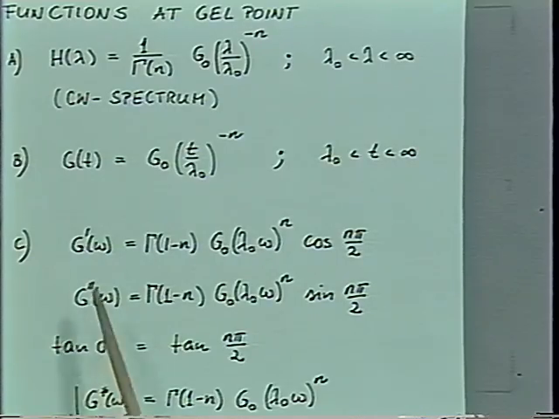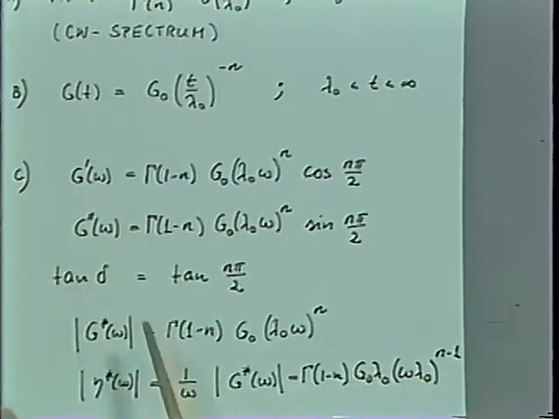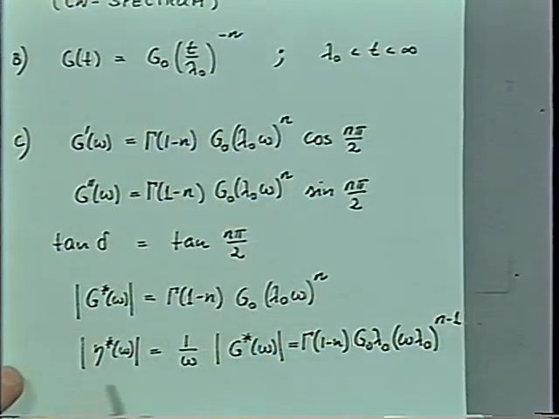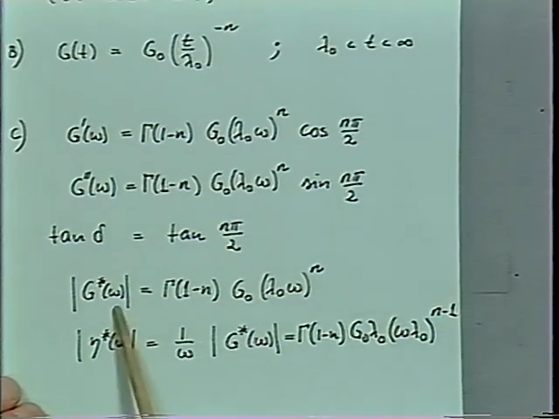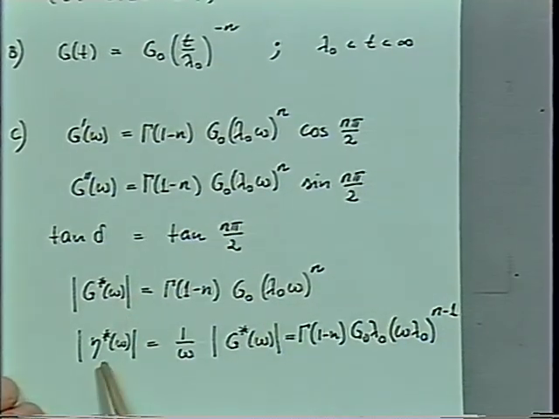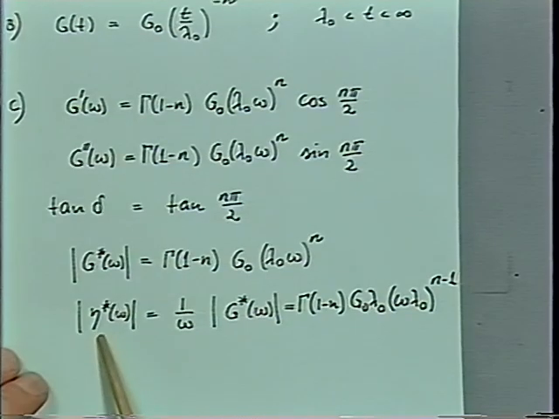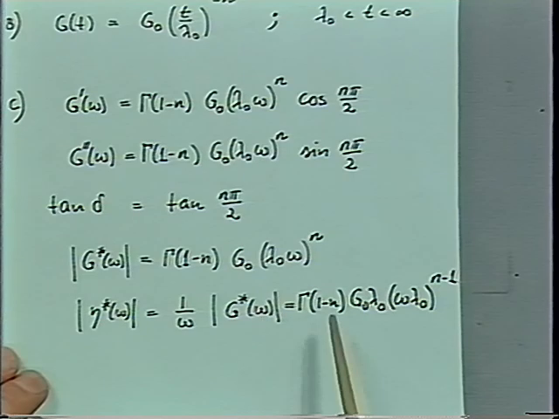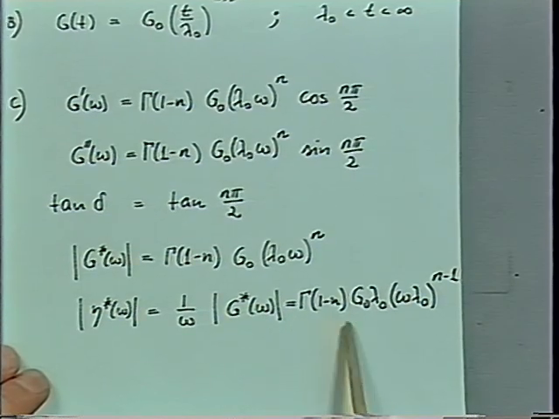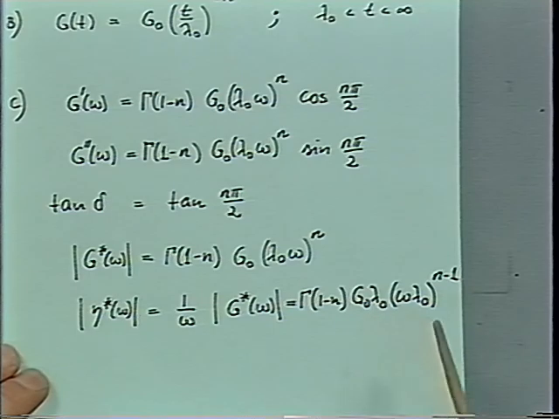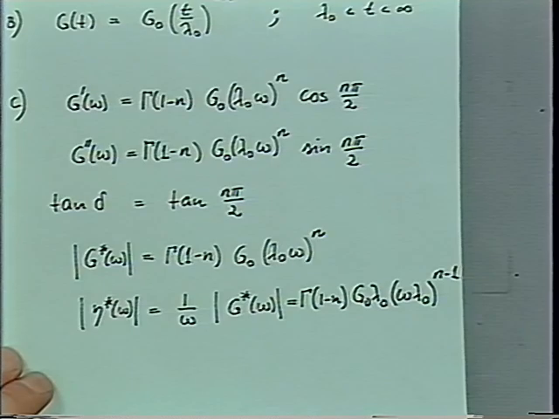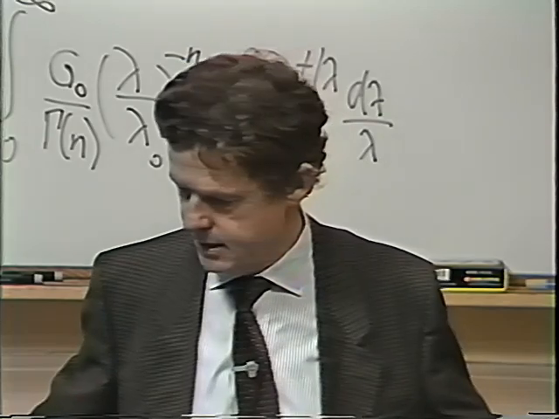You can calculate the magnitude of G prime, G double prime by just getting the complex modulus. It's just the front factor. And it's omega dependent. And from that, you calculate the dynamic viscosity. It's G star over omega. And if you insert everything, it's a gamma function of 1 minus n times the modulus times the characteristic time, and the omega dependence here. There's omega times lambda 0 to the power n minus 1. We will use that in a moment.